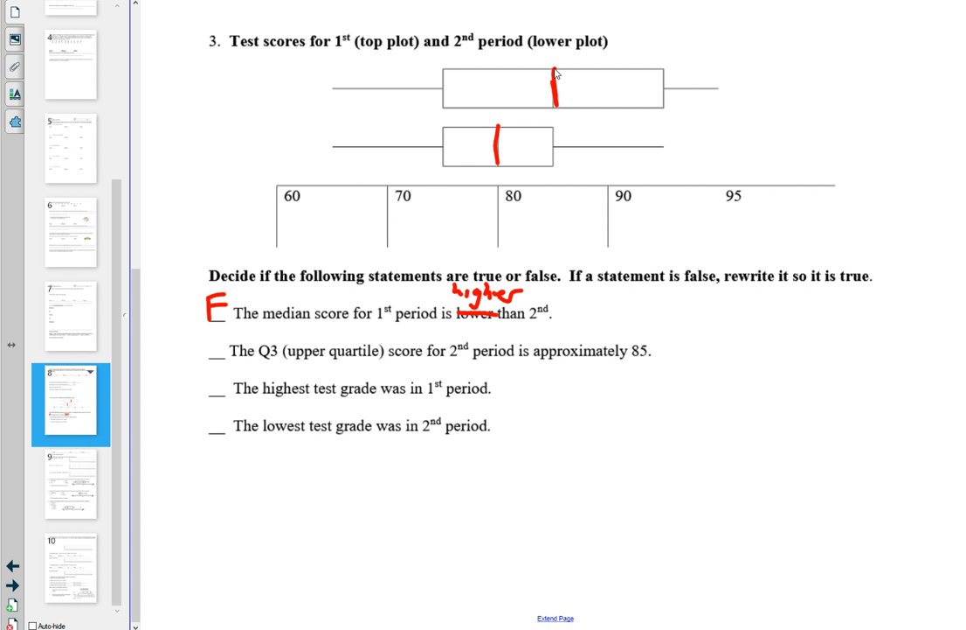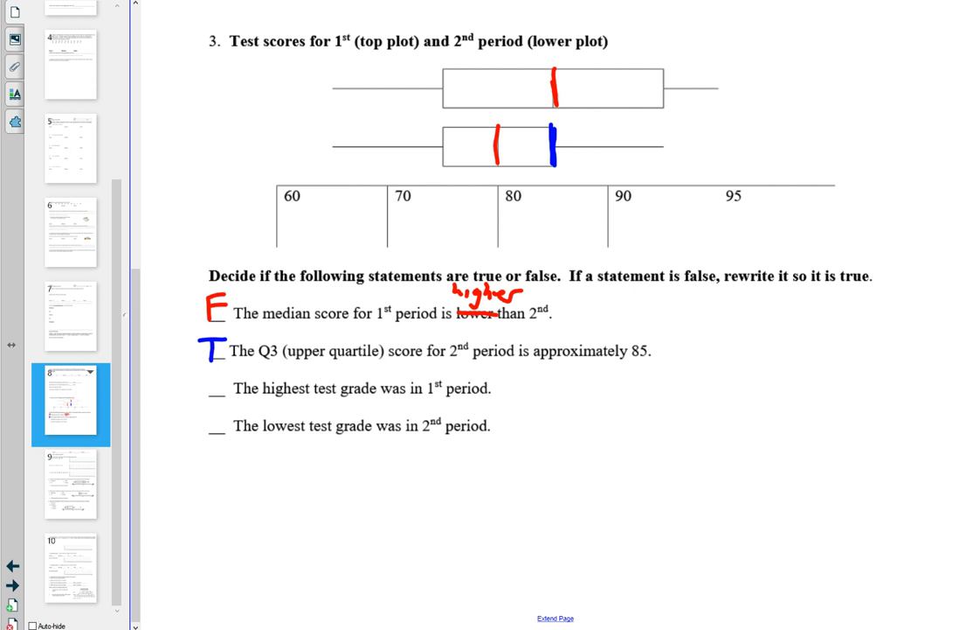Things are looking up. All right, the Q3, which is the upper quartile, score for second period is approximately 85. So Q3 is the right edge of the box in the box and whisker. So for second period, that's Q3 right there, and that does appear to be approximately 85. We don't know for sure because of the precision of this number line that they have on the bottom, but it does appear to be pretty much around 85.